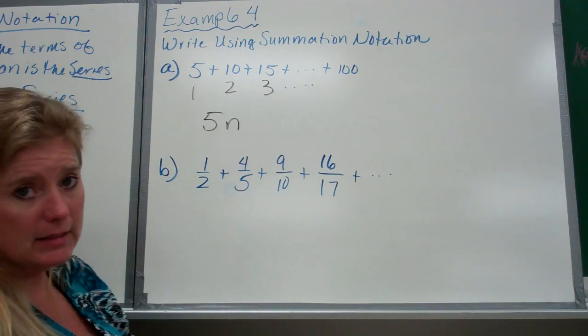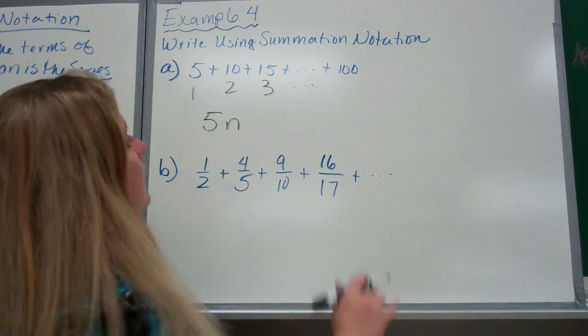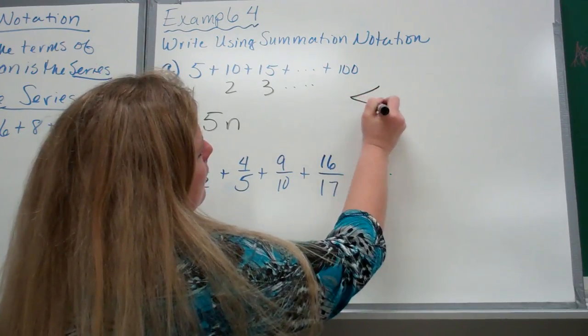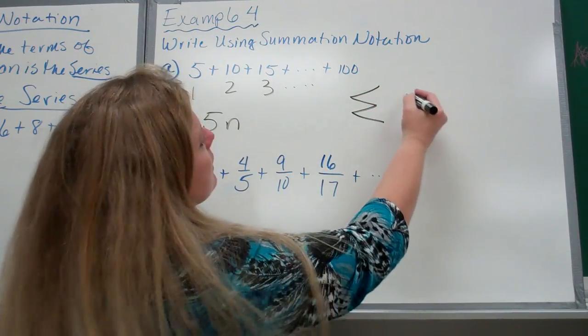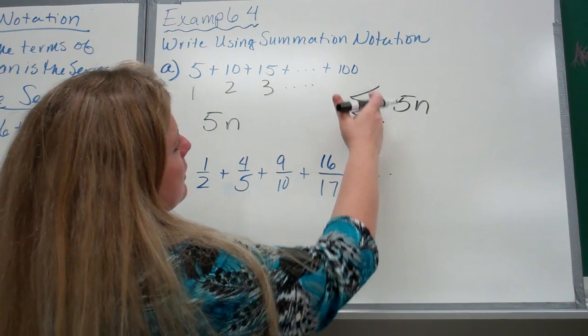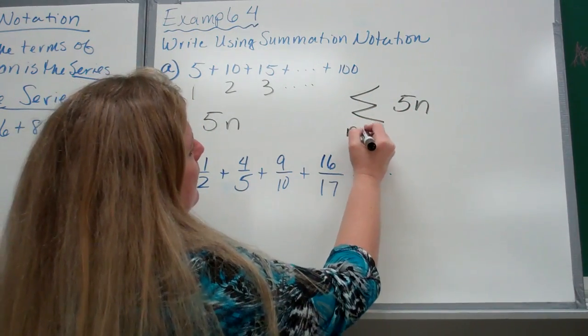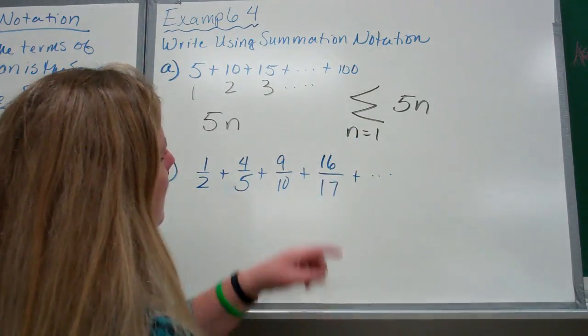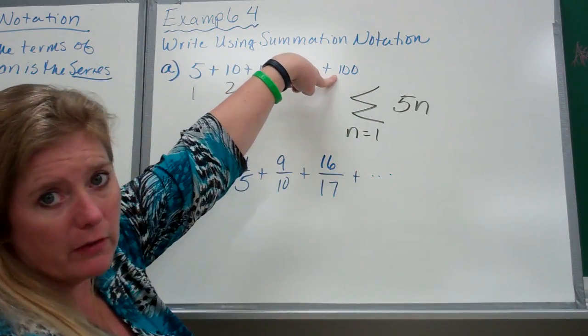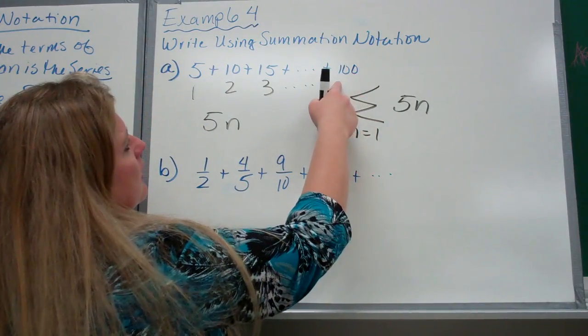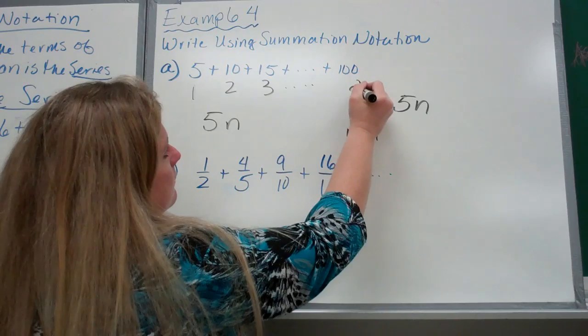I'm going to use n since we're used to the nth term. Now to write it in sigma notation, my sigmas are generally atrocious, so just deal with it. So it's going to be the sum of 5n, where n equals 1 is my first term. Now where am I stopping? This one is finite. I'm stopping at, well, 100 divided by 5 is 20.